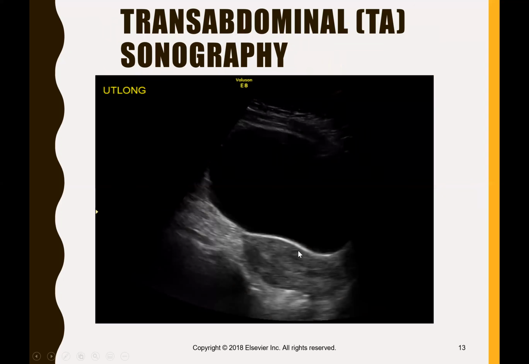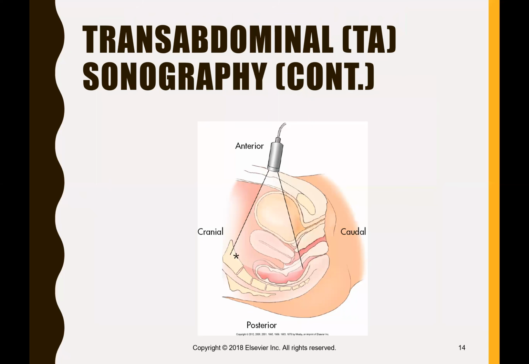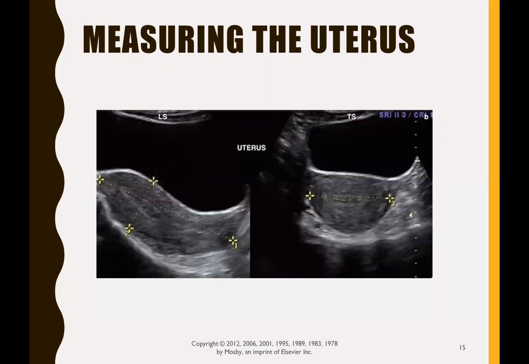This big black hole, this is the bladder. This patient's bladder is crazy full, but you can see that you can get a very nice window of looking at the uterus there. This is just showing another image of the transabdominal ultrasound, and measuring the uterus again, anterior to posterior, right there, and sagittal length measurement.